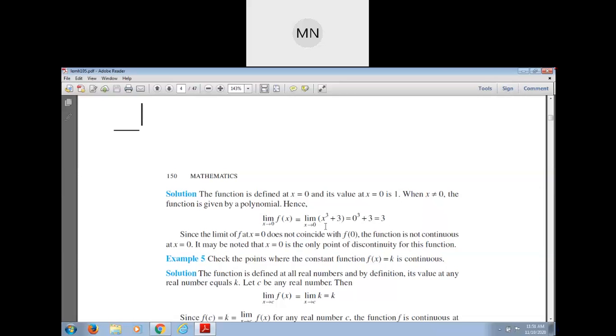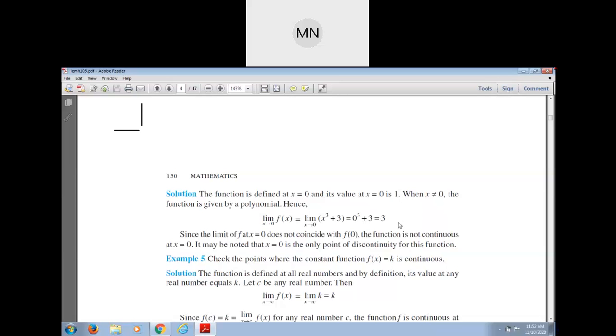No, ma'am. Limit x tends to 0, f of x equals f of 0. Is it true for this function? Not true. False. Because f of 0 is what? 1, and limit x tends to 0, f of x is 3. Both are not equal. Isn't it?